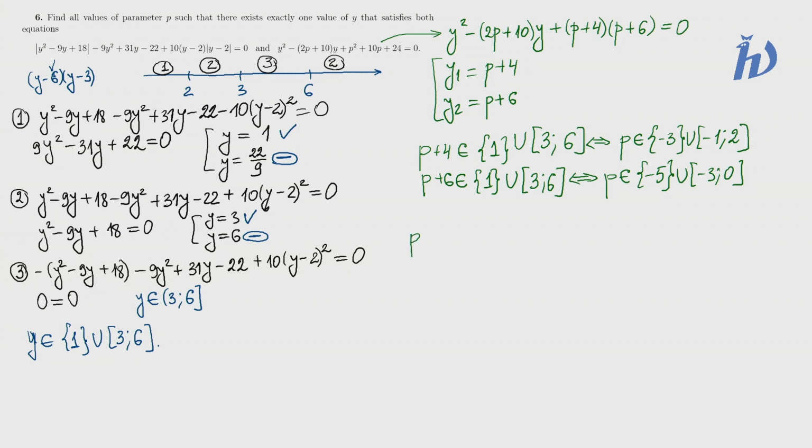So we have that p belongs to minus 5, and then minus 3 is not suitable, so from minus 3 not included to minus 1 also not included. Then the whole interval from minus 1 to 0 is unacceptable, and therefore we'll have from 0 to 2. And that's the answer to our problem.